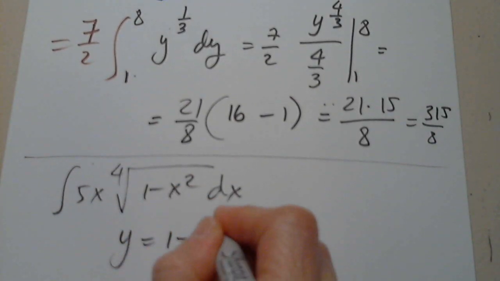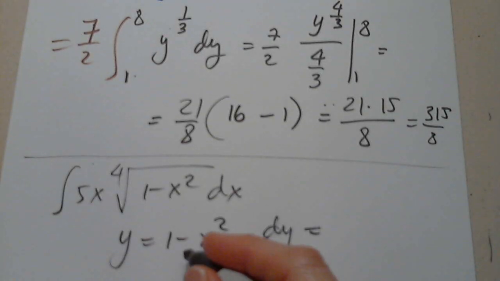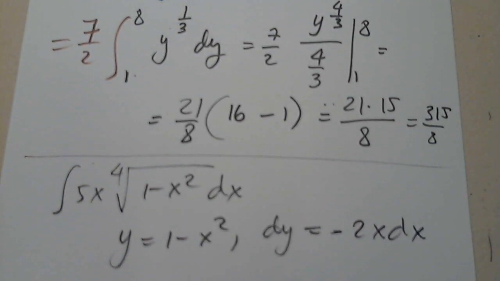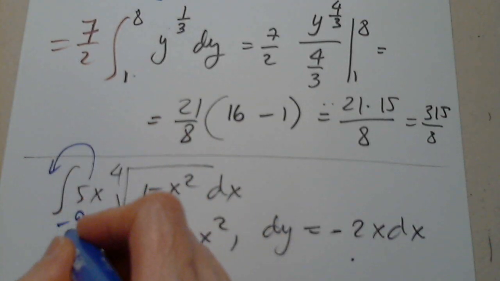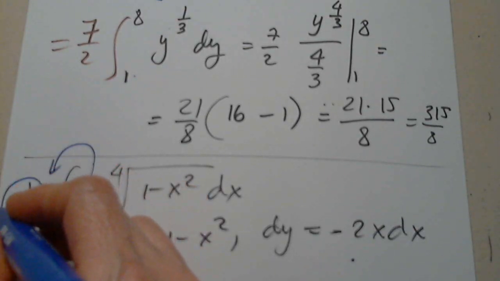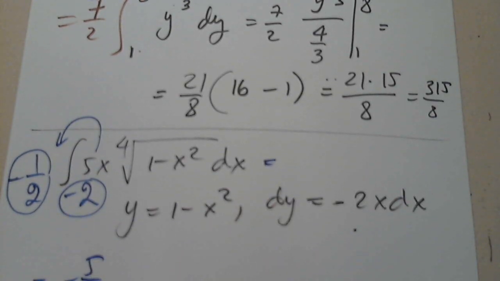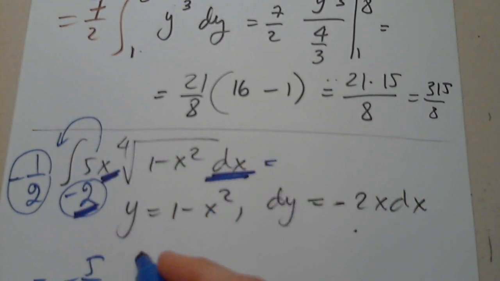So y equals 1 minus x squared. What about dy? Same thing, 2x dx. But negative this time, careful. Negative 2x dx. So now we take the 5 outside. We don't care for it because it's a constant. But we need to multiply by negative 2 and divide by negative 2. So we have negative 5 halves in front. Then we have the negative 2, this, and this, and this. So they're all in dy.